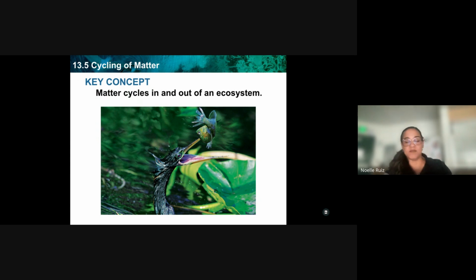So 13.5 is about the cycling of matter. Matter cycles in and out of an ecosystem. We went over matter way back in chapter 2. Matter is anything that has atoms and takes up space. So matter cycles in and out of an ecosystem in certain ways.